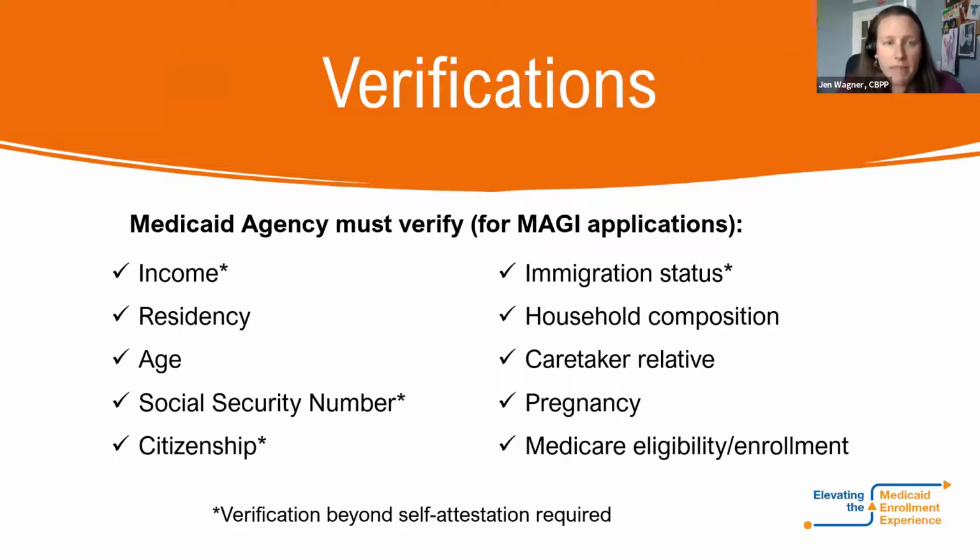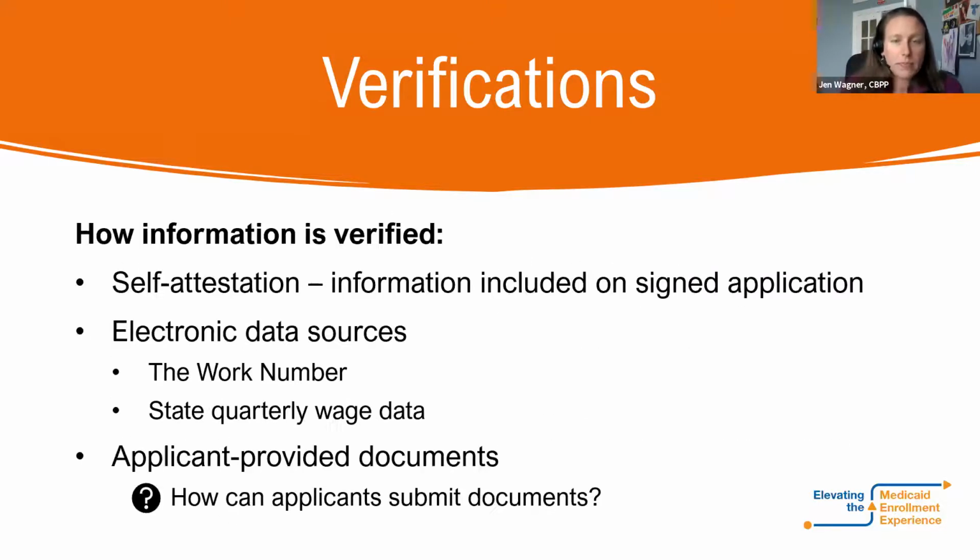The next step is verifying. A Medicaid agency has to verify a certain number of eligibility factors. And what we've got listed here on the slide are things from MAGI applications. It's slightly different for non-MAGI, for that elderly and disabled category. But for MAGI, the Medicaid agency is required to verify things like income, residency, age, citizenship. All these things have to be verified, but there are different ways that it can be done. And I want you to pay special attention to those with the asterisk, which are focused on things that require verification beyond self-attestation. So let's look at the next slide and how information is verified.